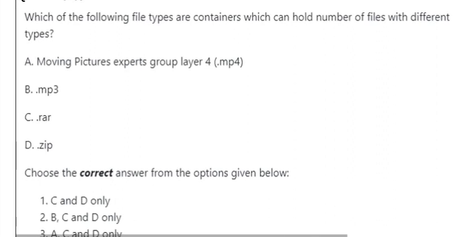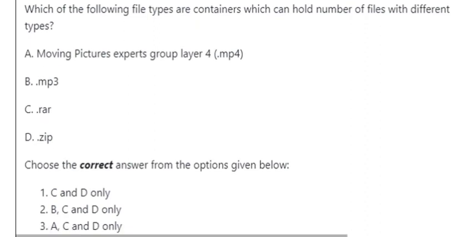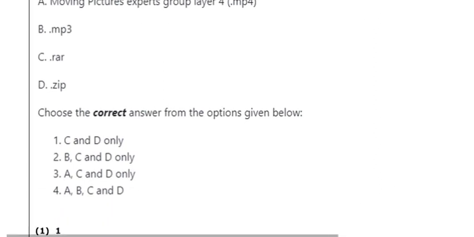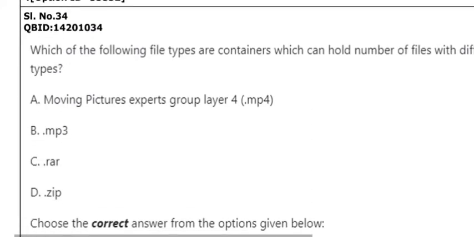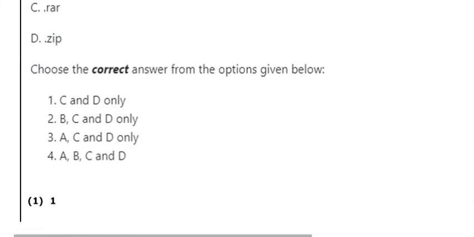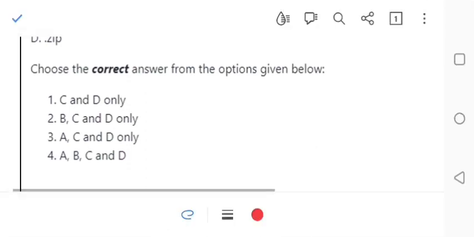Next is 34. Which of the following file types are containers which can hold a number of files with different types? Moving Pictures Experts Group layer 4, .mp4, .mp3, .rar, .zip. Now we have to choose the correct answer. CD, BCD, ACD, ABCD. What will be true? 34, number C will be true. That means A, C and D. That means number 3.